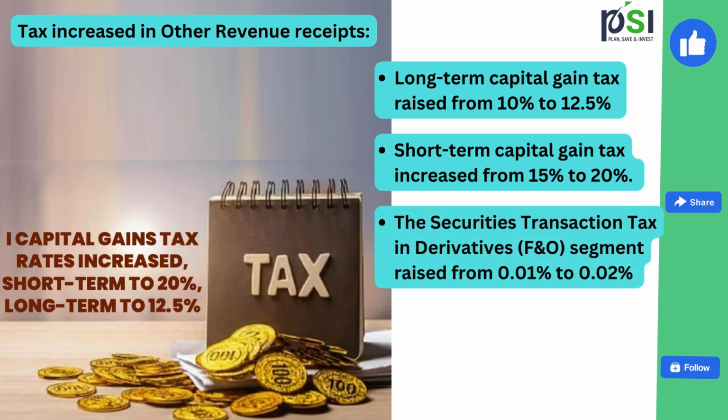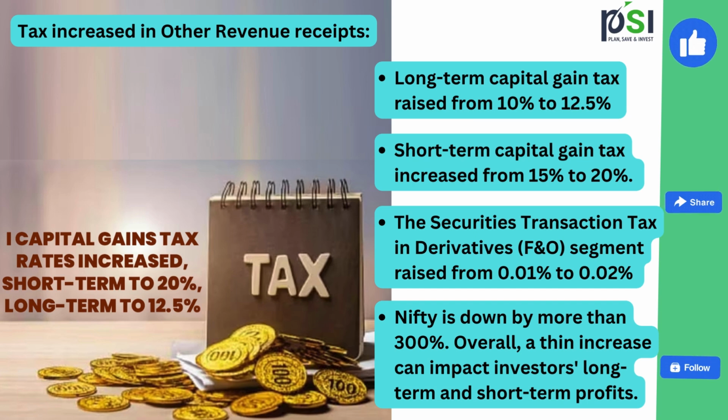The securities transaction tax in the derivatives (F&O) segment was raised from 0.01% to 0.02%. For a long time, SEBI has been asking the government to increase the securities transaction tax to curtail F&O participation. I think this is not a major impact. Yeah, it's doubled, but I don't think so. It adds a huge cost to F&O traders. Instantly, the Nifty was down by more than 300 points. Overall, this increase can impact investors' long-term and short-term profits.